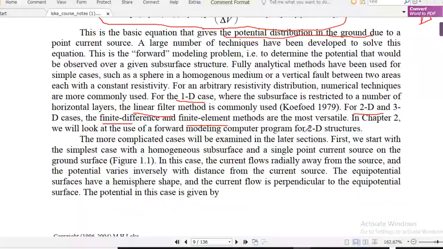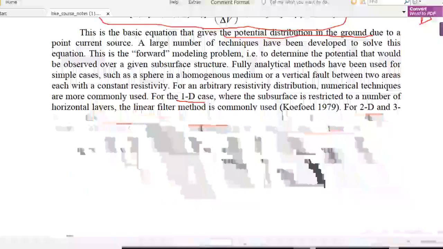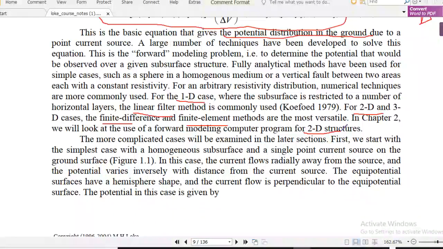Now, to have a good conceptual understanding of the subsurface, instead of using an inversion technique, it is better to use forward modeling techniques first. You should have experience using forward modeling techniques first, then go on to inversion techniques. Unless you are well acquainted and experienced with forward modeling, you will not understand your mistakes when you are doing inversion. The more complicated cases will be examined in a later section.